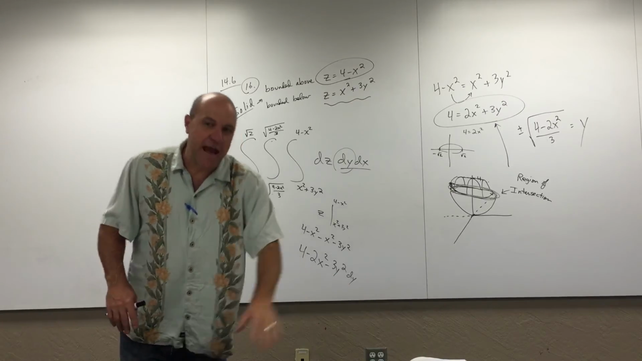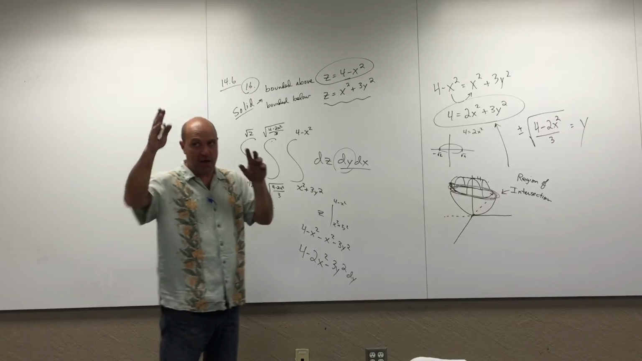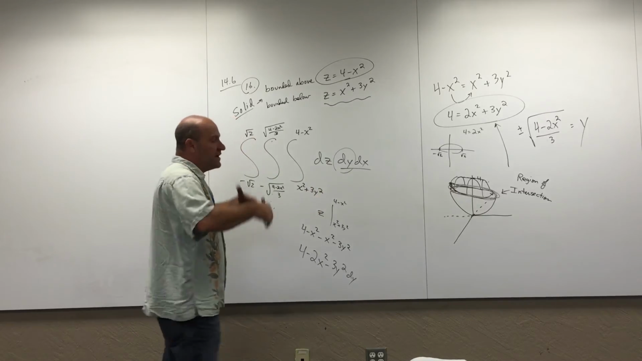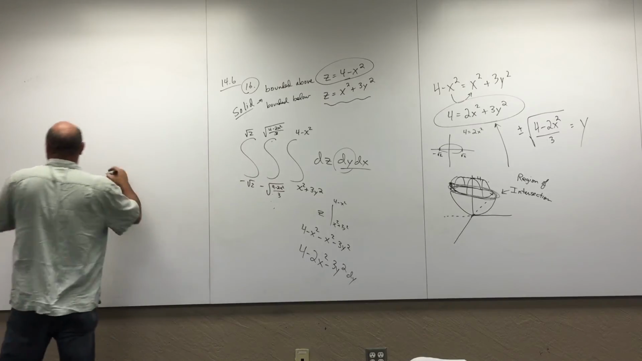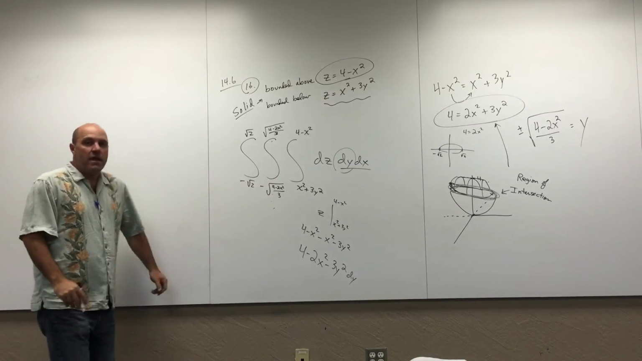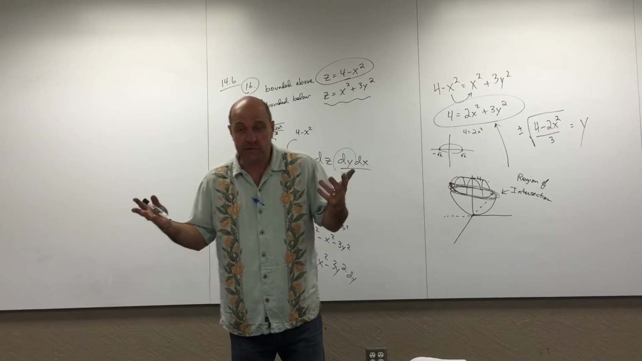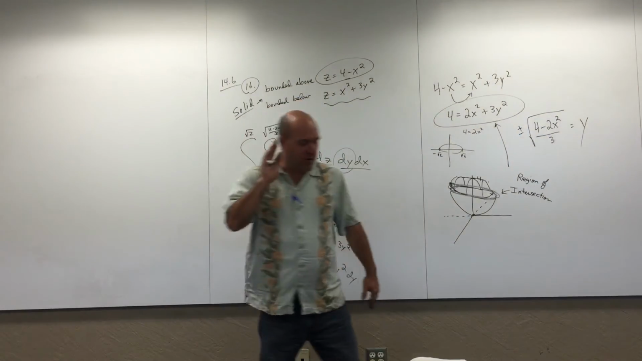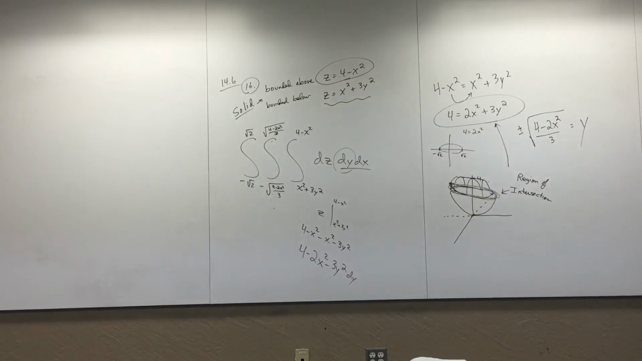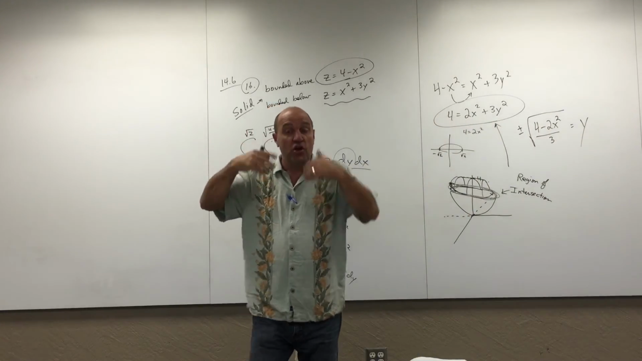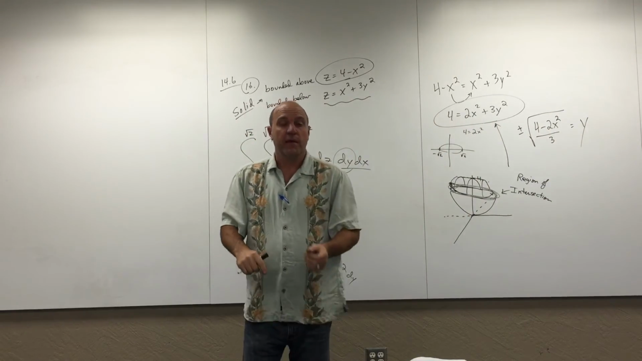Listen, this chapter concludes. I want to show you, I've got 10 minutes, I'm going to tell you something important. This chapter concludes in 14.7, which is triple integrals in new coordinate systems. I'm not going to 14.7 quite yet. I'm just telling you, this chapter concludes with section 14.7, which is triple integrals in other coordinate systems.